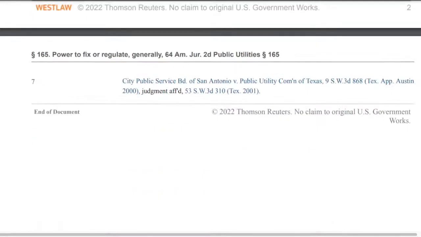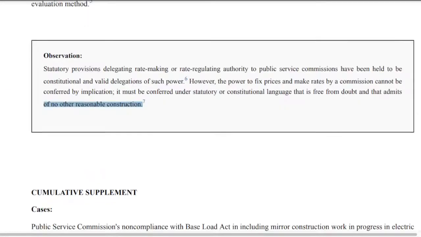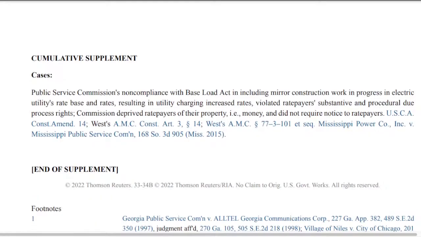7. City Public Service Board of San Antonio versus Public Utility Commission of Texas. Geez, 2001. Let's look at the cases here for this cumulative supplement. The Public Service Commission's non-compliance with Base Load Act, including mere construction work in progress in electric utilities, rate base, and rates, resulting in utility charging increased rates, violated ratepayers' substantive and procedural due process rights.